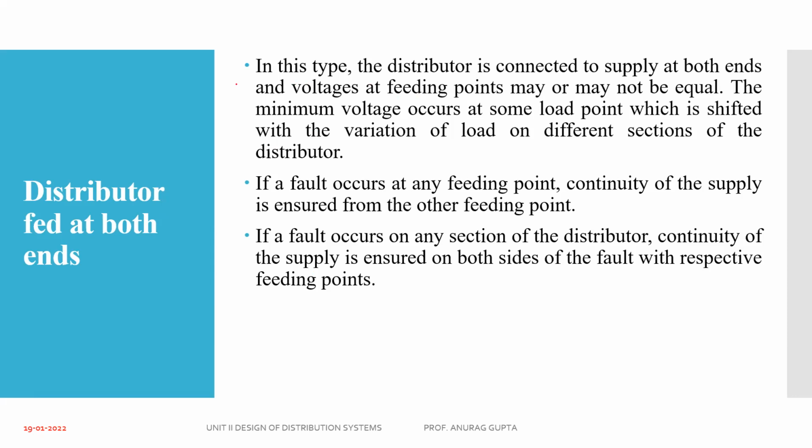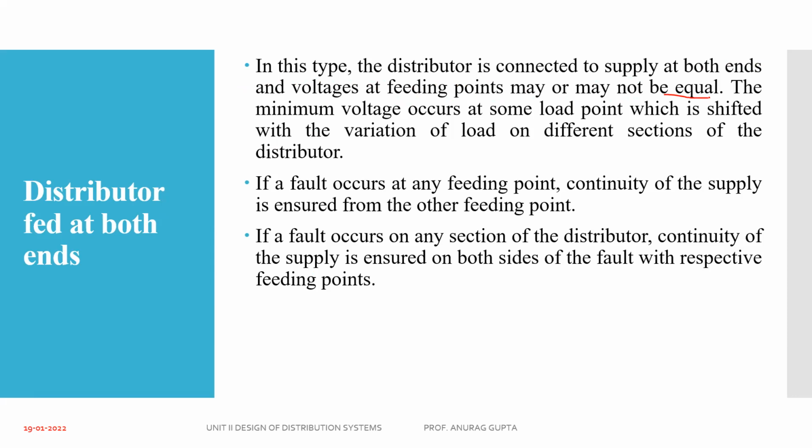But if I talk about feeding at both points, in this type of distributor it is connected to the supply at both ends, and the voltage at the feeding points may or may not be equal. Of course, that depends on the conditions. It is not a minimum criterion that both feeding voltages must be equal.